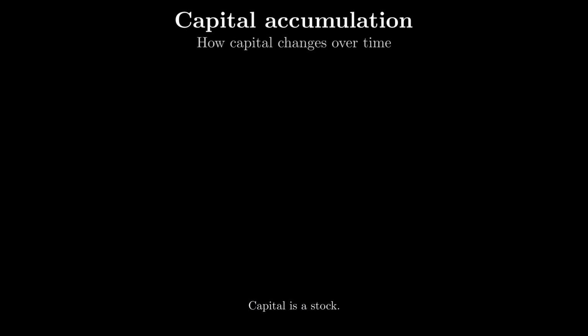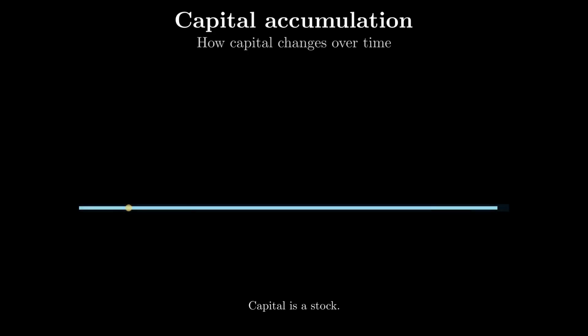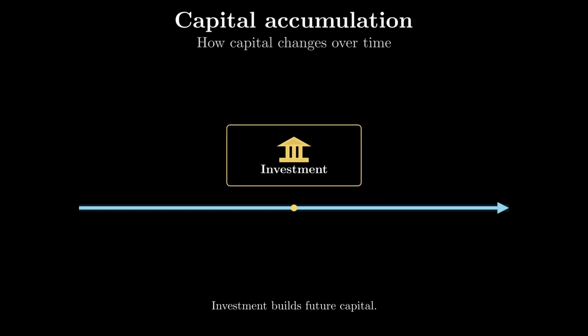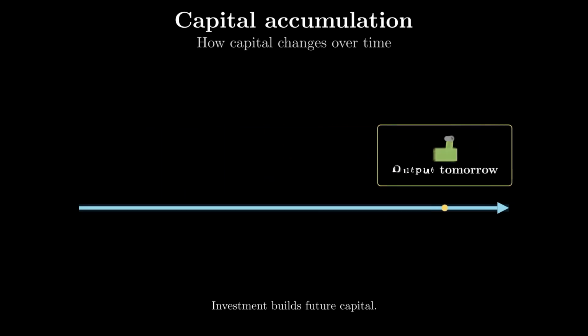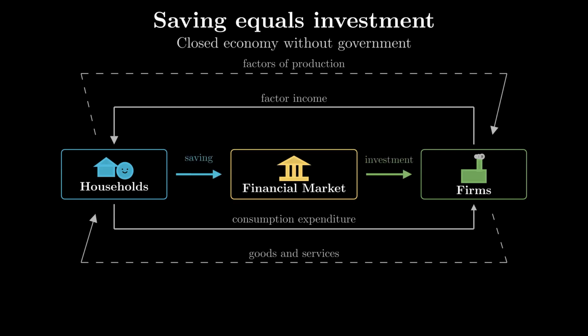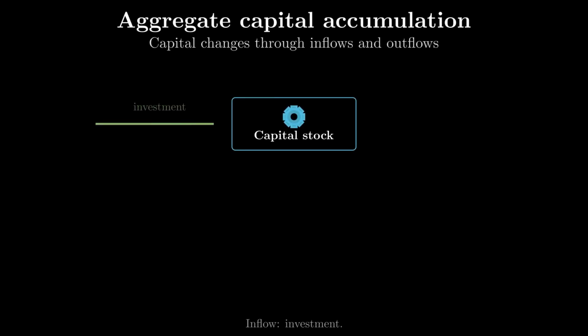Now, we need to describe how capital changes over time. Capital is a stock. It helps produce output today, and if part of that output is saved and invested, it builds capital and output for tomorrow. In the basic Solow model, we usually begin with a closed economy without government, so saving becomes investment. This means investment is the inflow into the capital stock.